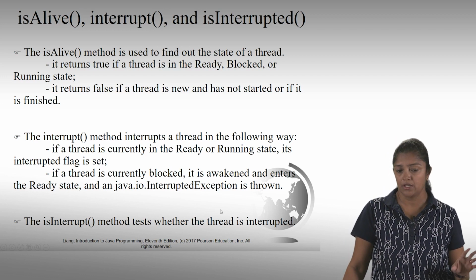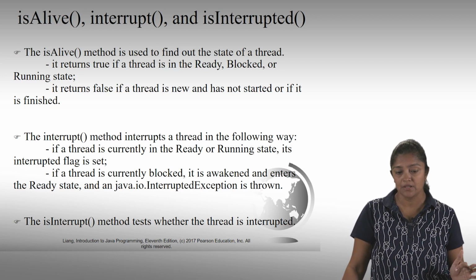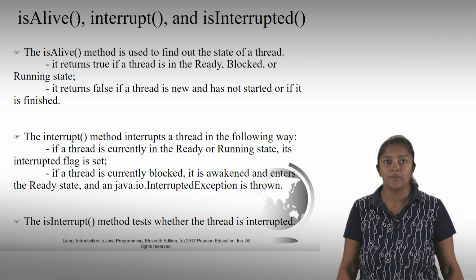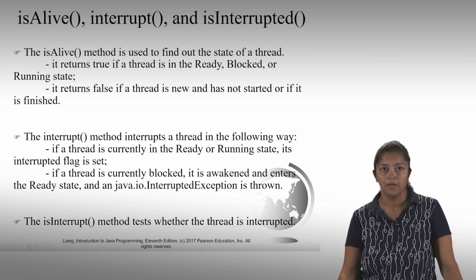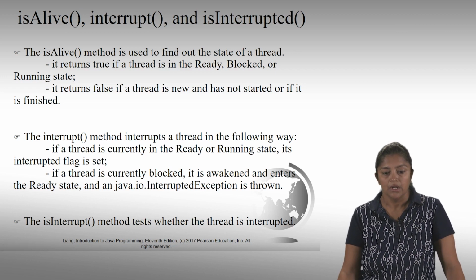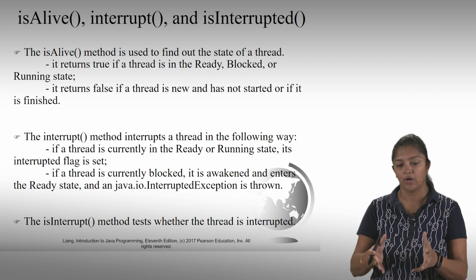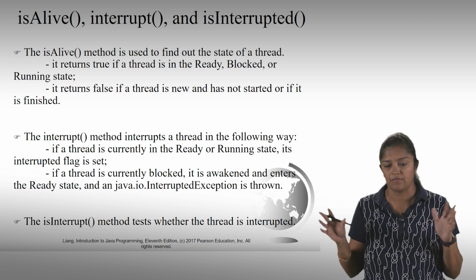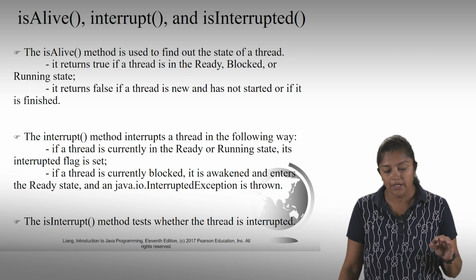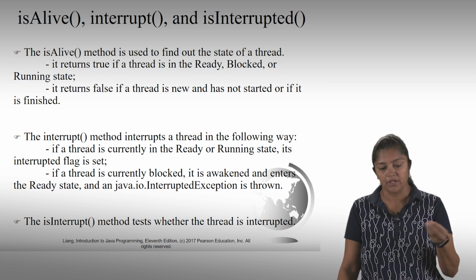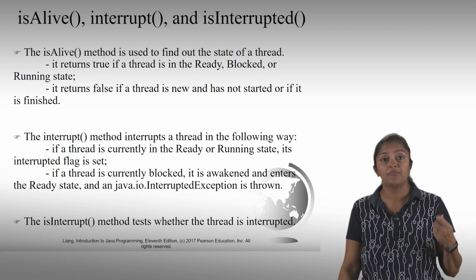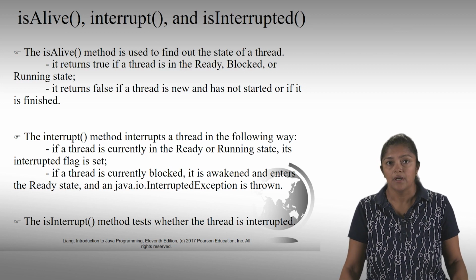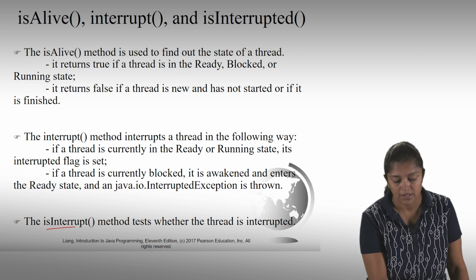In addition to this, there's isAlive, interrupt, and isInterrupted. isAlive will check if the thread is still running or not, and it returns true if the thread is in a ready, blocked, or running state, and it will return false if the thread is finished or if it was stopped for some reason. isInterrupted, on the other hand, checks if the interrupted flag has been set on the thread, and if it is, then it will return true, else it returns false. And so that's the isInterrupted method.